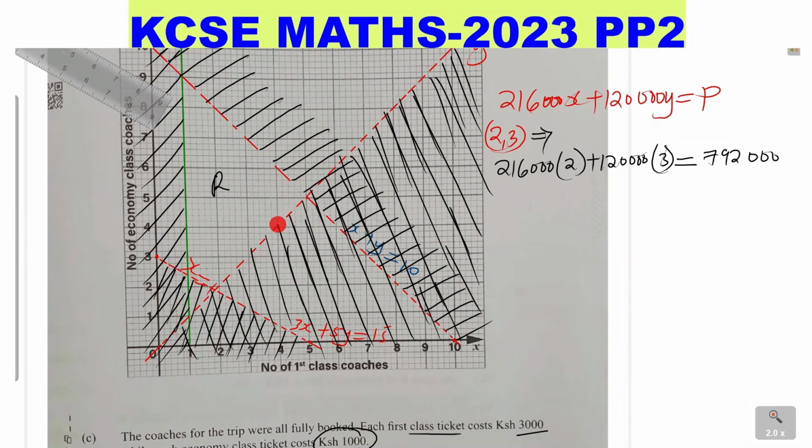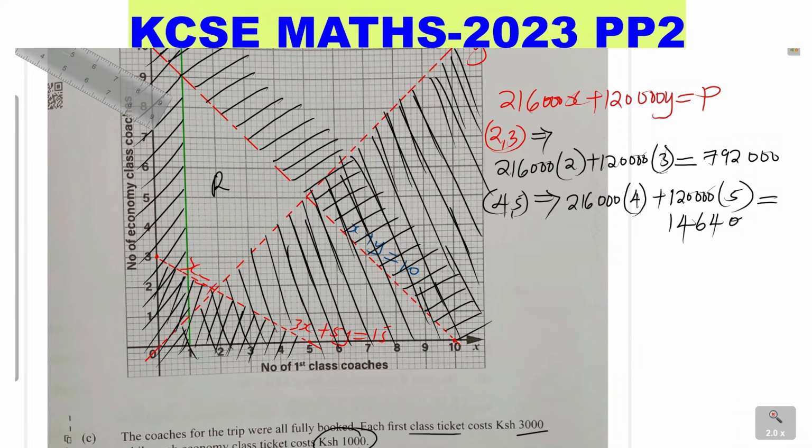The next one we need to inspect is (4, 5). (4, 5) is this point here. So for (4, 5), we have 216,000 times 4 plus 120,000 times 5. So this one will give 1,464,000.